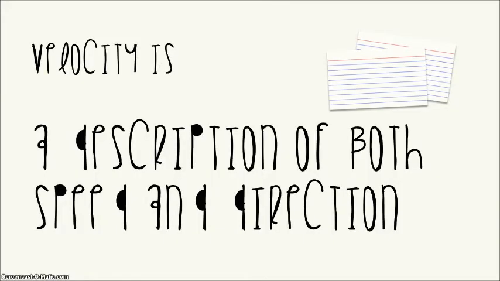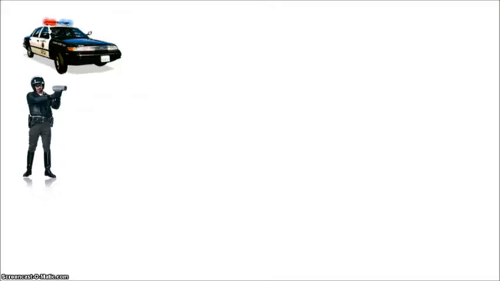Velocity is a description of both the speed and the direction that the object is traveling. So the speed, again, is the change in distance over the change in time, and then a direction is the direction in which the object is traveling: north, south, east, west.